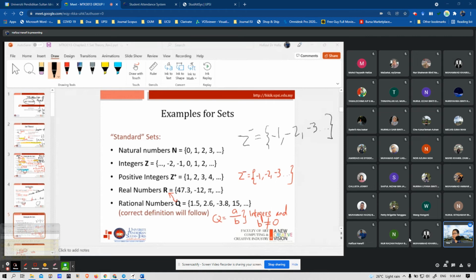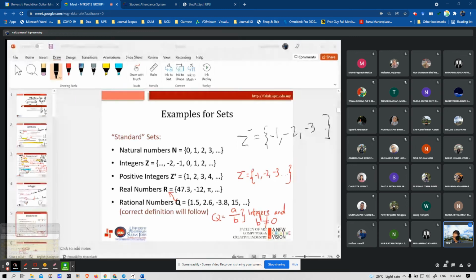Okay, key difference. A real number is a number that can take any value on the line. They can be any rational and irrational numbers. A rational number is a number that can be expressed in the form of a fraction with a non-zero denominator. And rational numbers are a subset of the real numbers. We have real and then we have rational numbers.